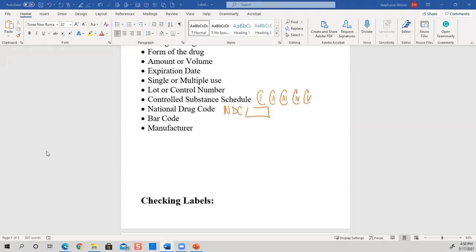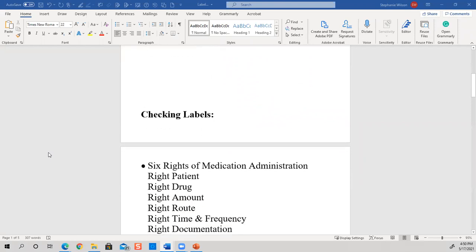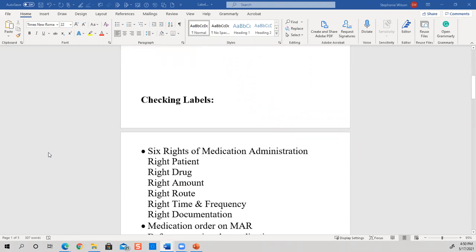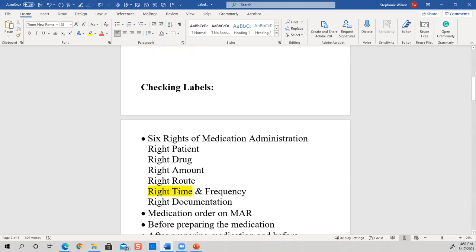So, checking labels. When we check labels, a really important part is the 6 rights. And what are the 6 rights? They're the right patient, right drug, right amount, right route, right time and frequency. And guys, I noticed in the textbook, sometimes it says frequency with this, sometimes it just says time. So just be careful. Make sure time and frequency go together, which makes sense. Right documentation.